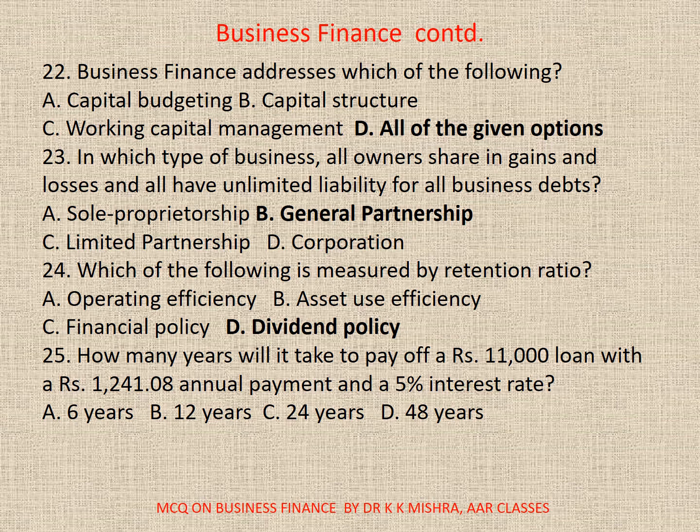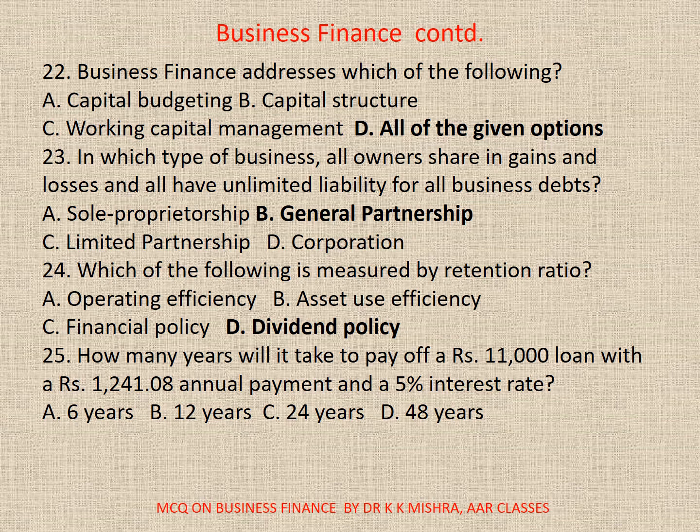Now, question number 23. In this type of business, all owners share in gains and losses and all have unlimited liability for all business debts. A. Sole proprietorship, B. General partnership, C. Limited partnership, or D. Corporation. The correct option is in fact B. General partnership.